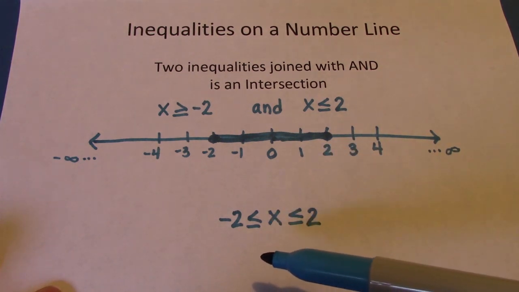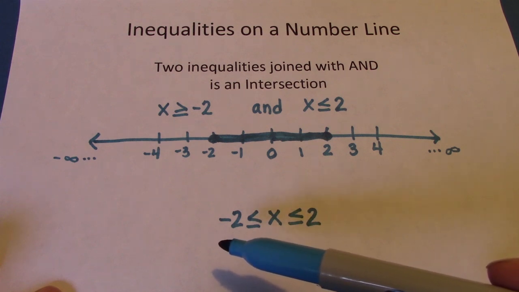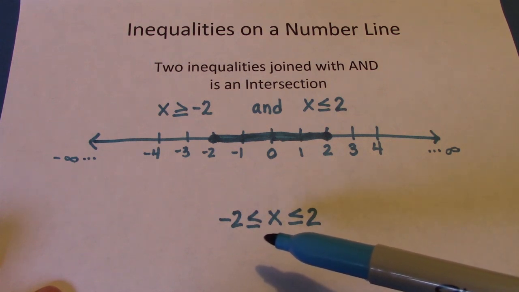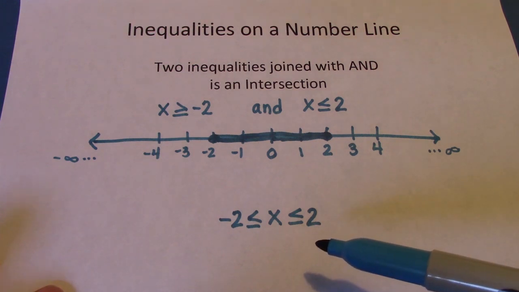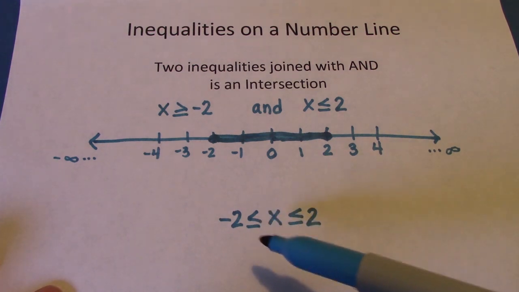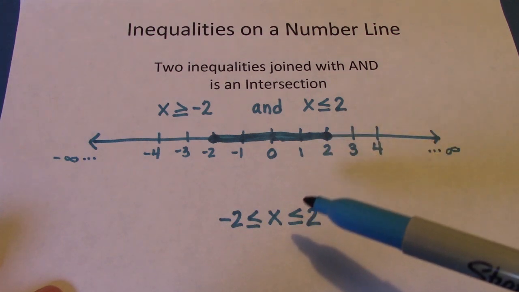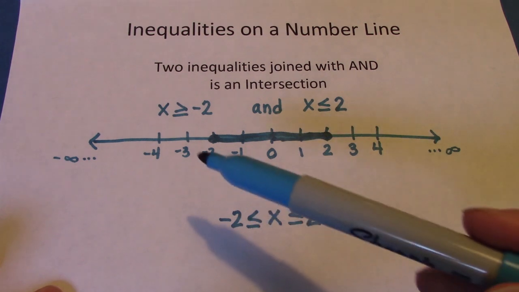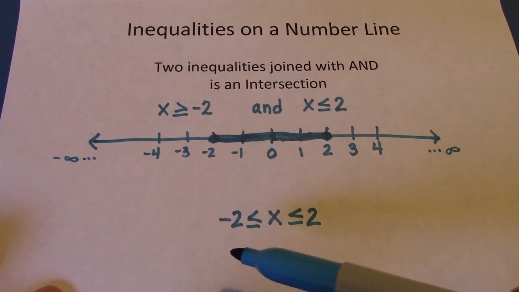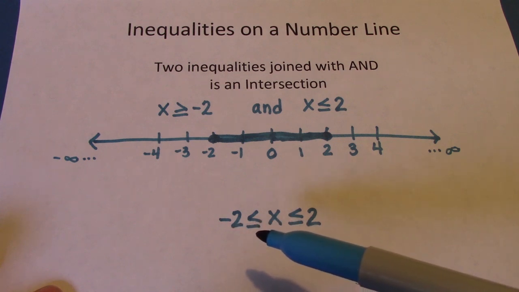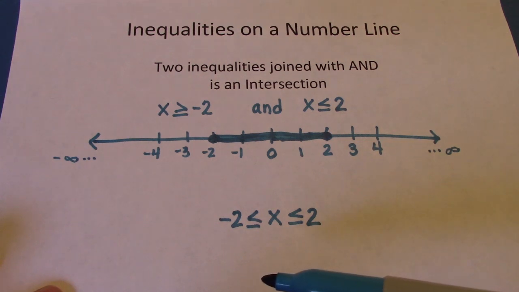You can also write these two inequalities together like this. It says negative 2 is less than or equal to x, which is less than or equal to 2. Now this part, x less than or equal to 2, looks exactly like that, doesn't it? But this part looks like the opposite of that, right? It's reversed, x is on the other side, and the symbol has changed directions. We're going to talk about that in just a moment and explain why that is.